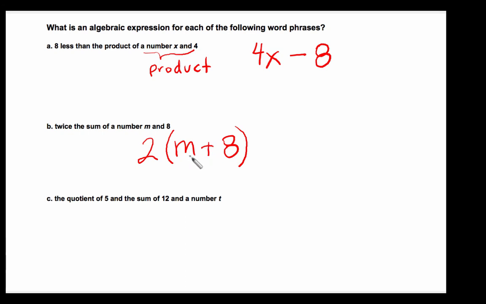Inside that quantity is a sum of m plus 8. So this would read 2 times the sum of m plus 8, or twice the sum of a number m and 8. Very important stuff here.